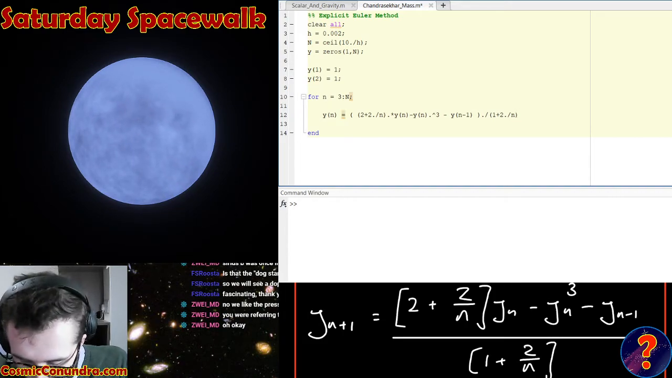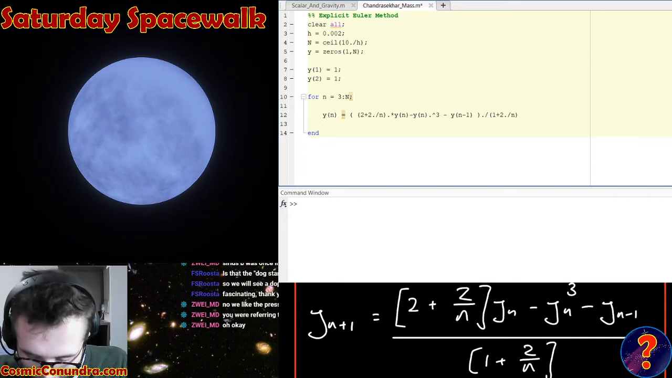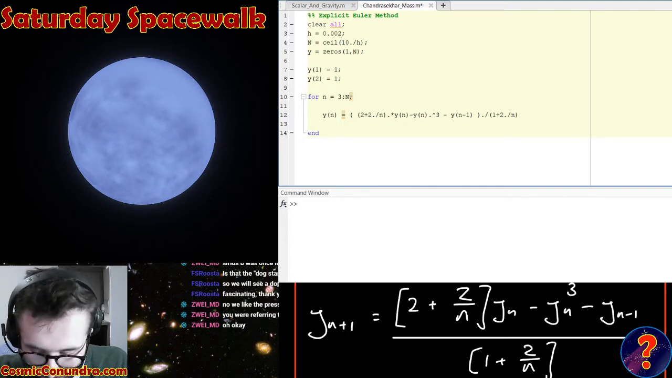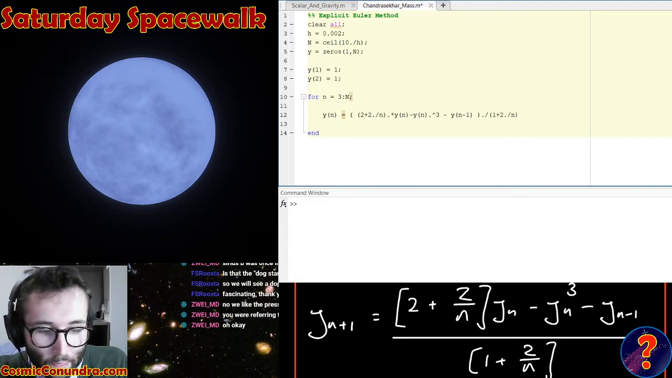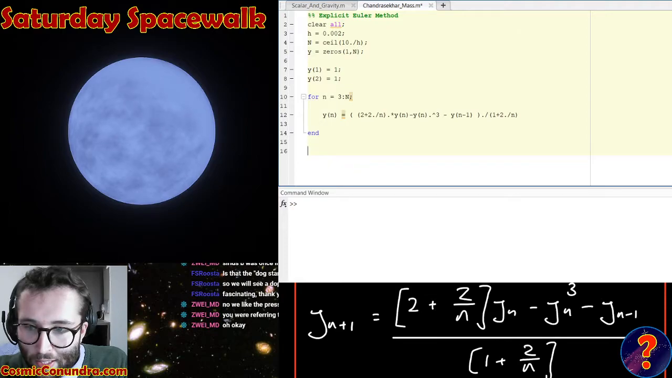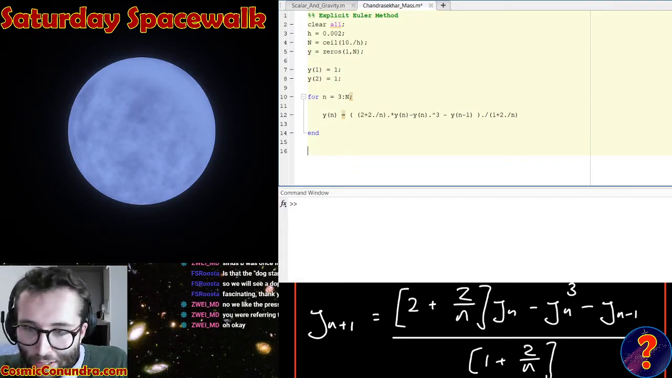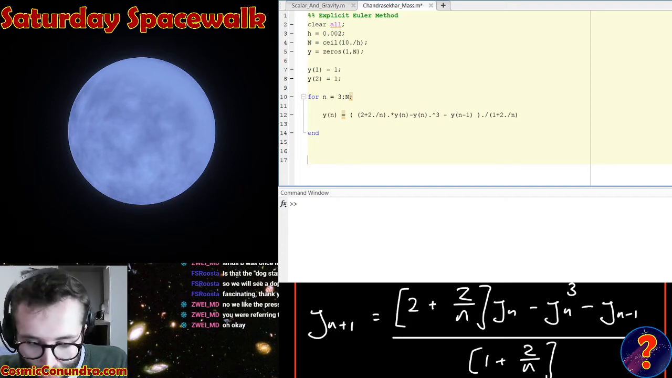So that all looks fine. 2 plus 2 over n times yn minus yn cubed minus yn minus 1 all over 1 plus 2n. That looks fine. And I'm not going to put a semicolon on it because I want to see it tick through these values, because then it'll tell me how long it's got to go and so on. And it'll show us it's not just frozen, which is always nice.